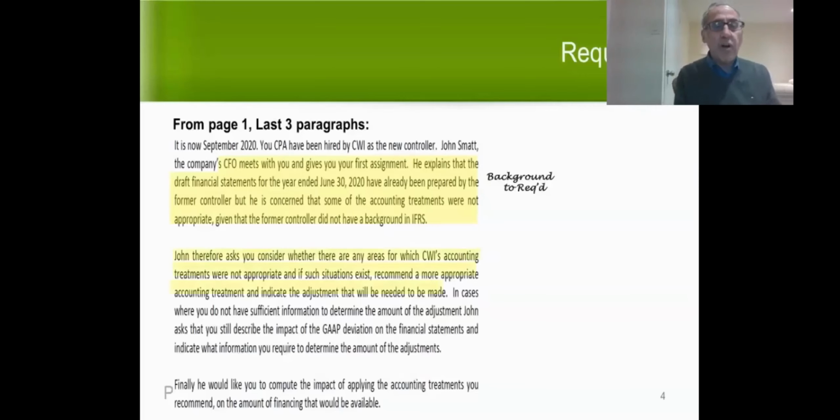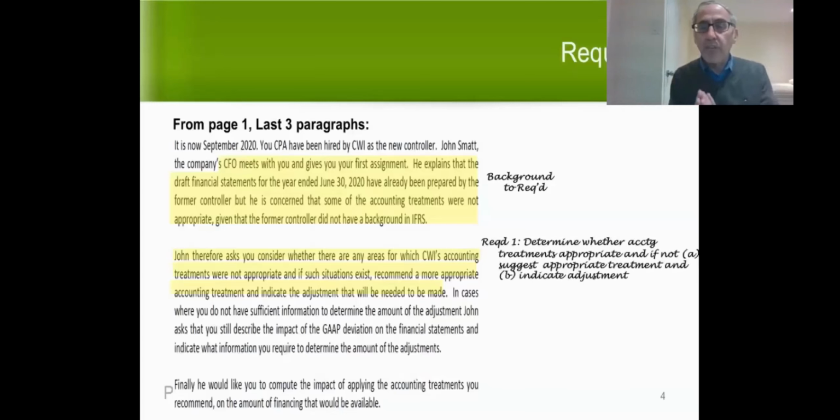Let's take a look. John therefore asks you to consider whether there are any areas for which CWI's accounting treatments were not appropriate. That's the first part of the required. And if such situations exist, here comes the second part, recommend a more appropriate accounting treatment. That's the second part of the required. And then finally, indicate the adjustment that needs to be made, the third part of the required. So at the end of the day, determine whether accounting treatments are appropriate, and if not, A, suggest an appropriate treatment, B, indicate the adjustment. So there's really three parts here. Figure out if the treatment's appropriate. If not, part two, suggest an appropriate treatment, and finally come up with the adjustment.